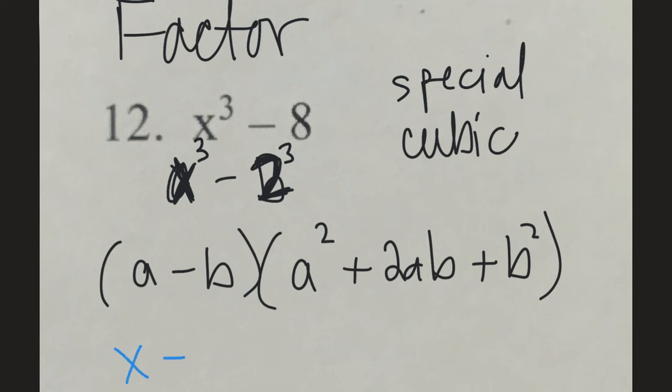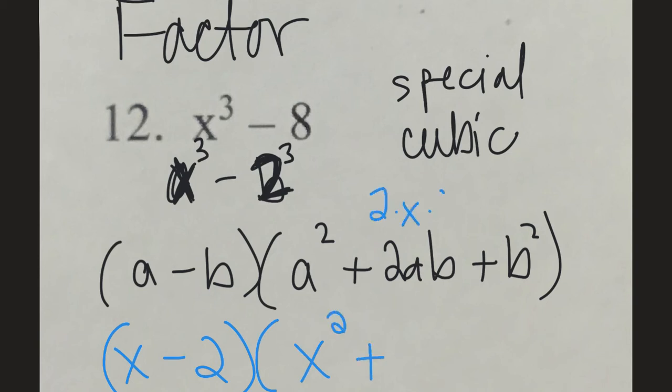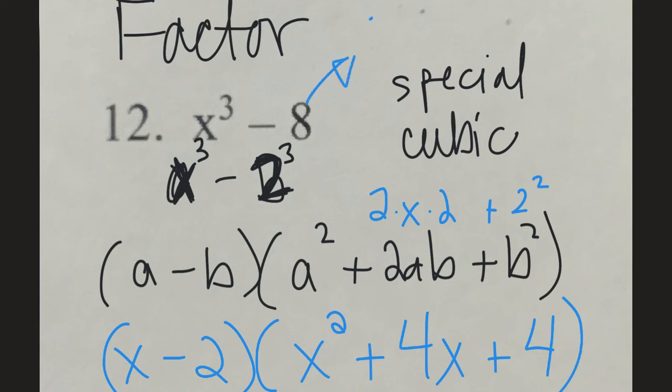So we have x minus 2 as our linear factorization. And then we have x squared plus 2 times x times 2, which is 4x, plus 2 squared, which is 4. You got the 2 from taking the cube root of 8. So if you can recognize it as a special cubic form, then you can use the special cubic formula in order to factor it.